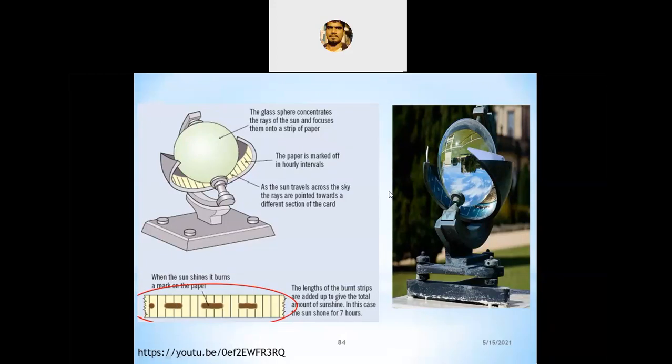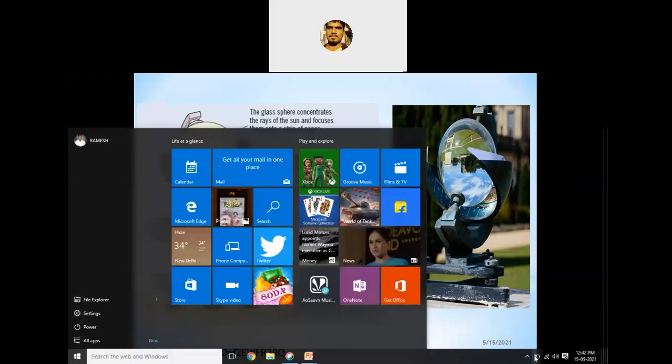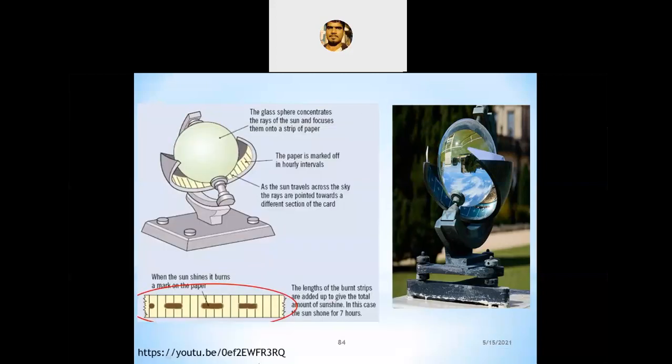So this is a typical sunshine recorder device. Through the glass sphere, the rays enter and are projected on the strips. Once the intensity is high enough to burn the strip, it continues until the sunshine is no more, and then the burning stops. In this way, we can measure the sunshine throughout the day. I'll show you one video with regard to this.